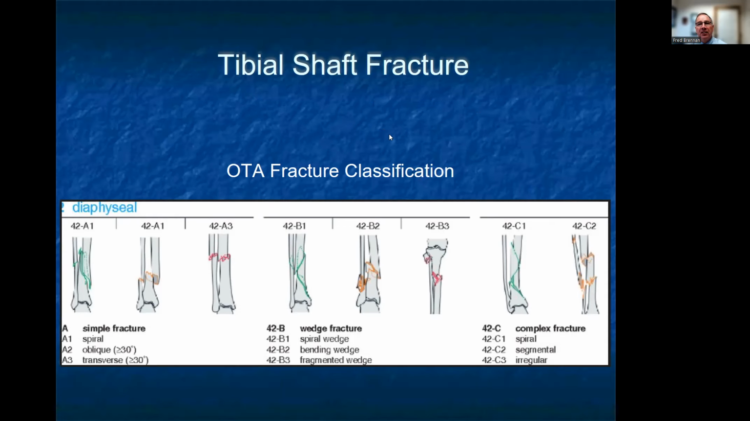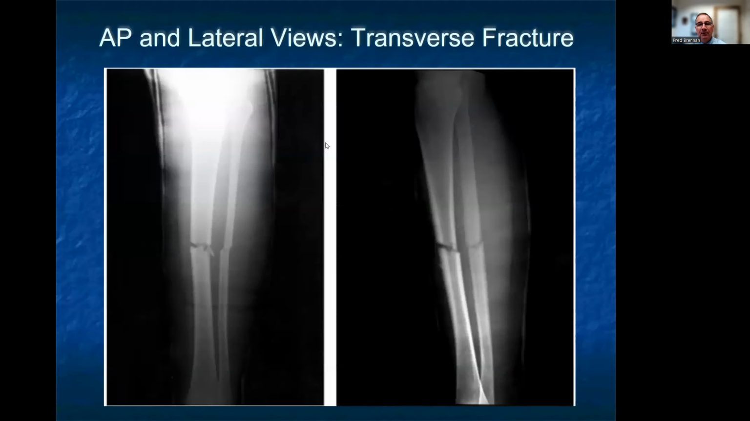If you don't remember the classification scheme, that's okay. But when you're on the phone with a consultant, you need to describe what you see for a fracture. So don't get too hung up on the classification scheme, but you should know that it exists.